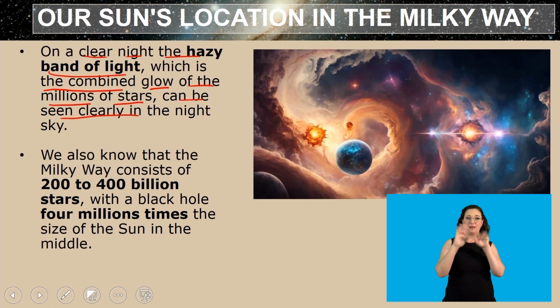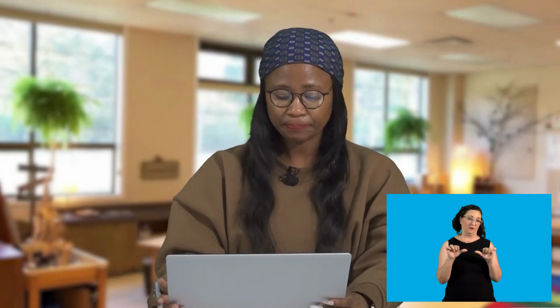We also know that the Milky Way consists of 200 to 400 billion stars, with a black hole 4 million times the size of the sun in the middle. So you can see, as we have been saying, that the sun is not the biggest star in the universe. You can hear from what we are saying that there are many billions of stars, and they are even huger in size, okay?